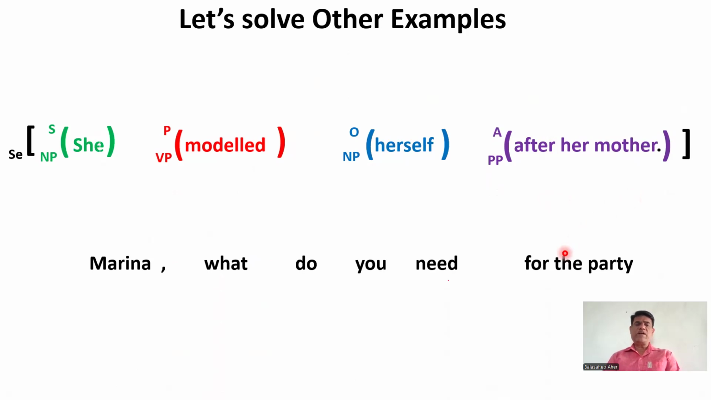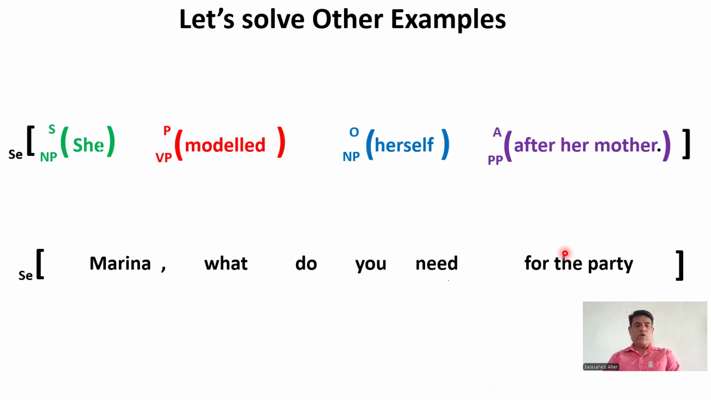Next example, that is: Marina, what do you need for the party? After Marina, we have a comma. So this comma is a very indicative one. It suggests something to us. So let us see what it suggests. So again, let us start with the square bracket and close the whole clause in a square bracket.